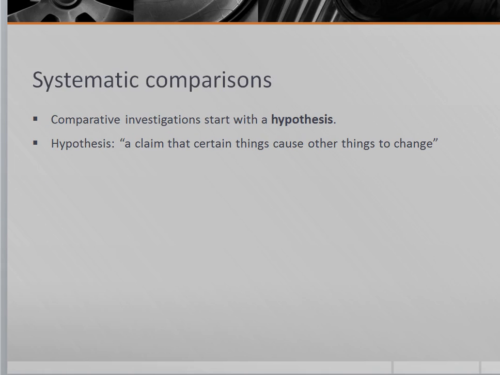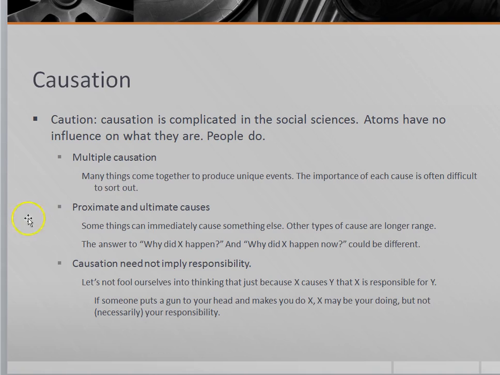Okay, so how do we go about comparing countries? Well, comparative investigations start with a hypothesis. This is true of all sciences. A hypothesis here simply means a claim that certain things cause other things to change. So one variable causes some other variable to change. So for example, that economic development or increase in average incomes causes countries to become more democratic. That's a hypothesis. I'm not saying it's a true one. It's a much debated hypothesis. It's called modernization theory, but it's a hypothesis.